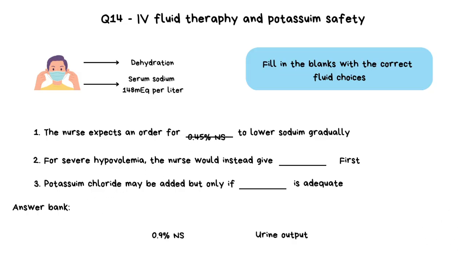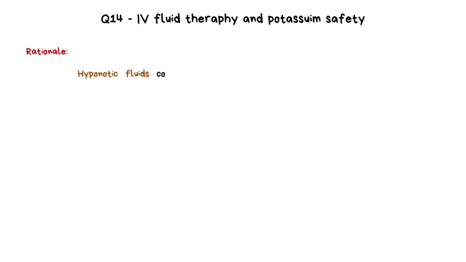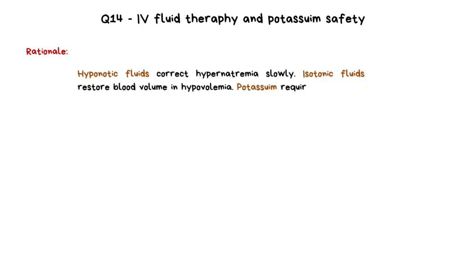The correct fills are 0.45% normal saline, a hypotonic fluid for gradual sodium correction. 0.9% normal saline, isotonic, used when blood volume is critically low. Adequate urine output. Potassium should never be given without confirming kidney function. Rationale: hypotonic fluids correct hypernatremia slowly. Isotonic fluids restore circulation in hypovolemia. Potassium requires functioning kidneys to avoid dangerous accumulation.